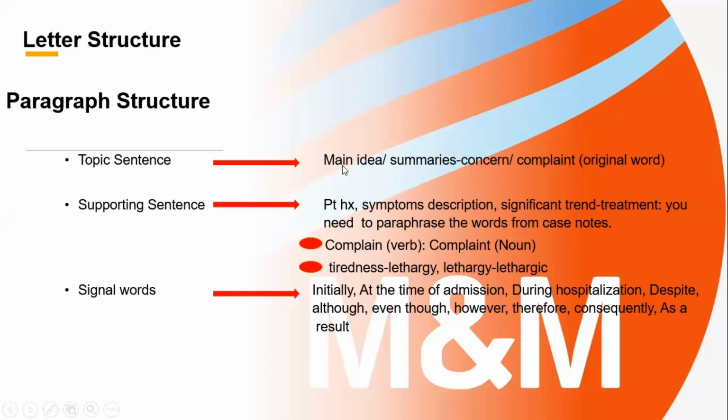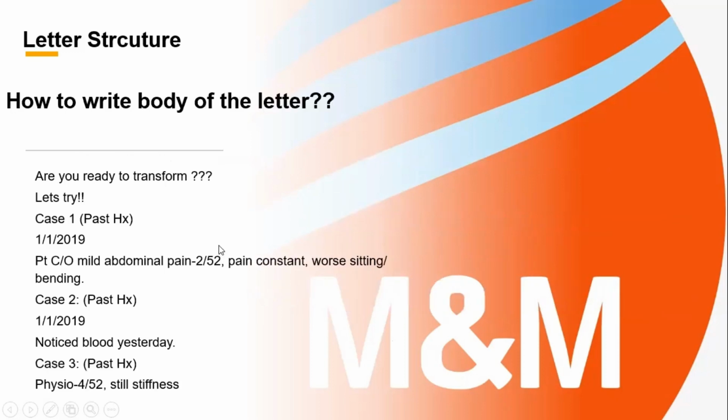In the structure of the paragraph, first we have the topic sentence, which includes the main idea or the presenting complaint, whatever the reason is; we should write it down in the topic sentence. Then we have supporting sentences. These are the description of symptoms and significant treatment trend. We have to rewrite in your own words, changing the form of the word from noun to verb, verb to noun and adjective and so on. Use some signal markers. These are some examples of signal markers to make it more coherent and more clear, right? Anyhow, that is followed by some examples of how to translate it.